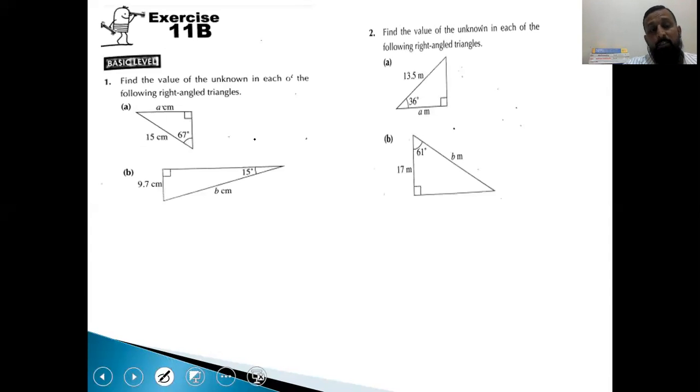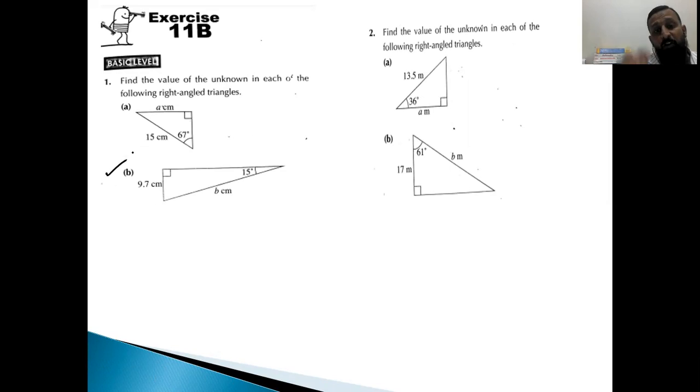All right, boys and girls. Now, this is a new exercise, 11 B. It tells us to find the value of the unknown in each of the following right angle triangles. So dear students, they have given us two parts, part A and part B. One part I will be doing and the other part you will be doing. All right, boys and girls, I'm doing part B right now. Part B is this part.